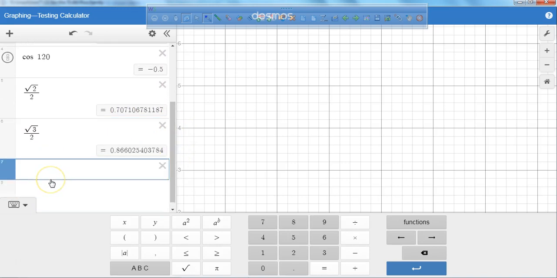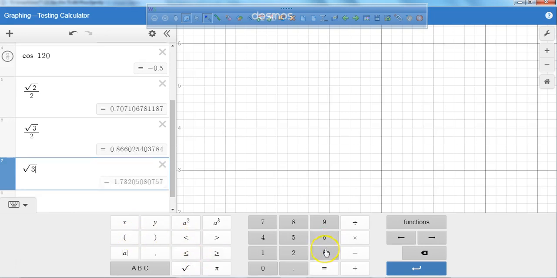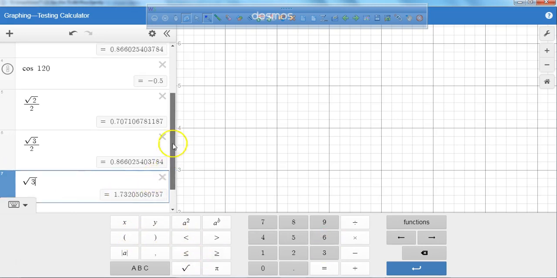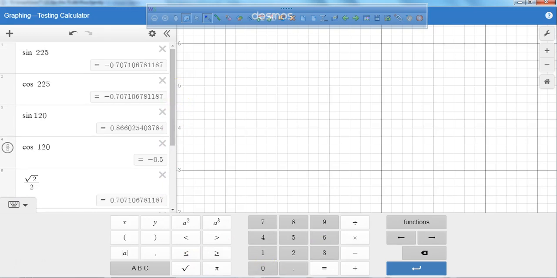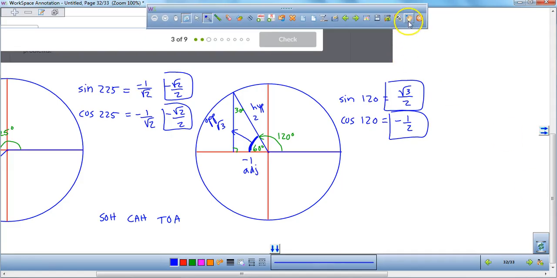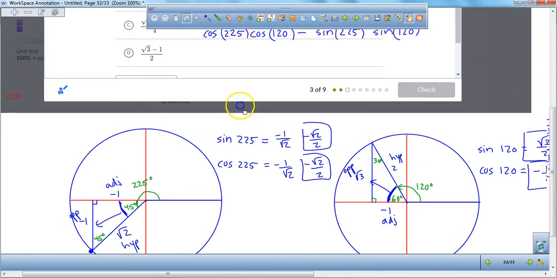Like radical 3 is 1.73. Sometimes you'll need radical 3, which is 1.73. If you memorize them, your life goes a lot faster. So let's go back to our work. Okay, 22 minutes already. We've only done 2 problems.